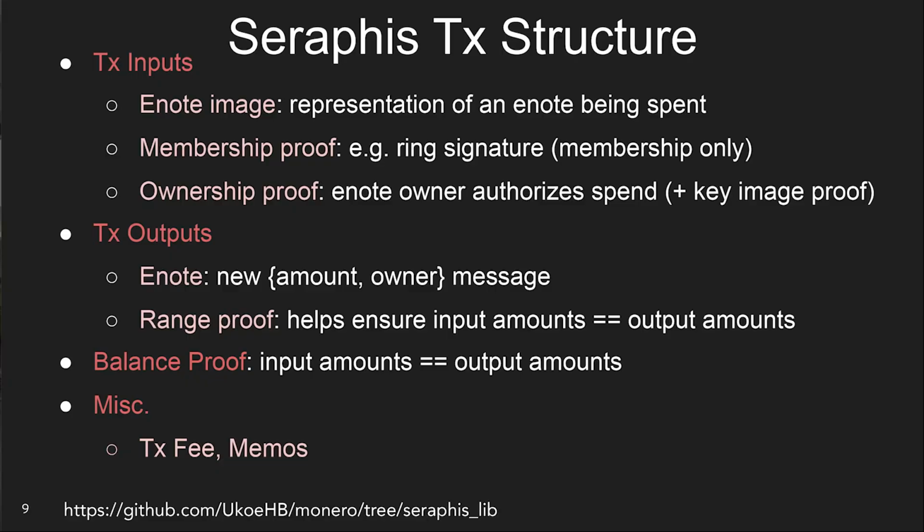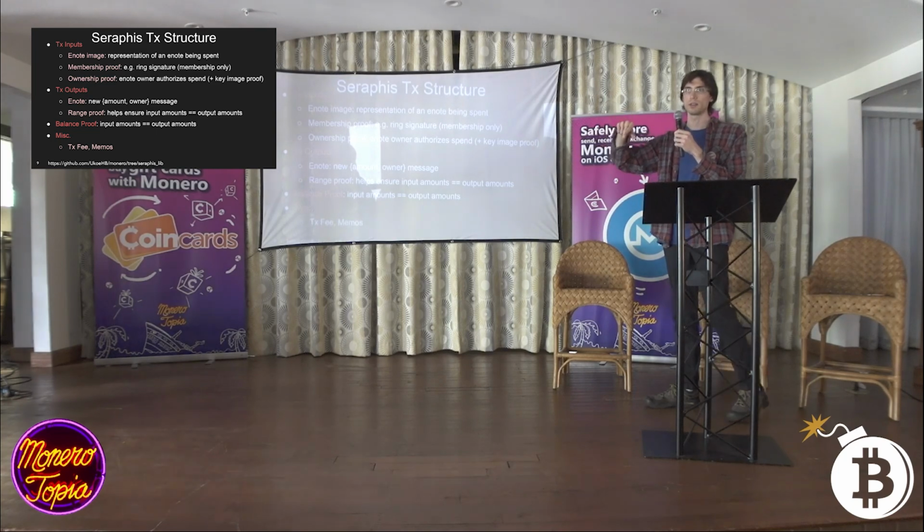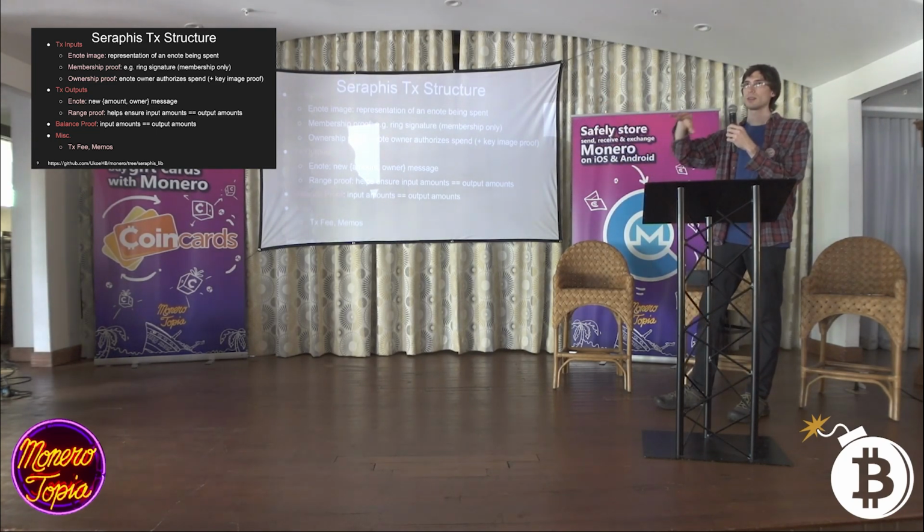So the transaction structure of Seraphis, the first part up here is transaction inputs. Transaction inputs have three pieces. We have an e-note image, which is a representation of an e-note that we're spending. We have a membership proof, which is a distinct structure. In the other protocols, the proofs were together, but now we're separating proofs from each other. So in Seraphis, we have a distinct membership proof that shows that the e-note image corresponds to an e-note in the ledger.